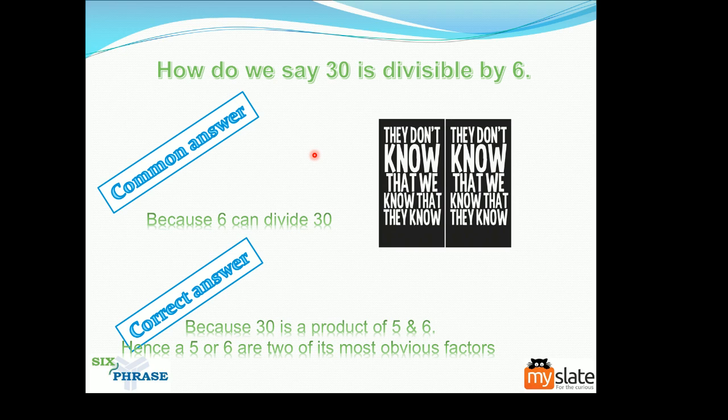Okay, there are other divisors. Yes, 10 can divide 30. Yes, 15 can divide 30. Yes, 3 can divide 30, 2 can divide 30. But 5 and 6 are the obvious divisors or factors, because you can directly see 30 is a product of 5 and 6. So you can say 30 is divisible by 6, or you can say 30 is divisible by 5. So this is the reason why we say that.